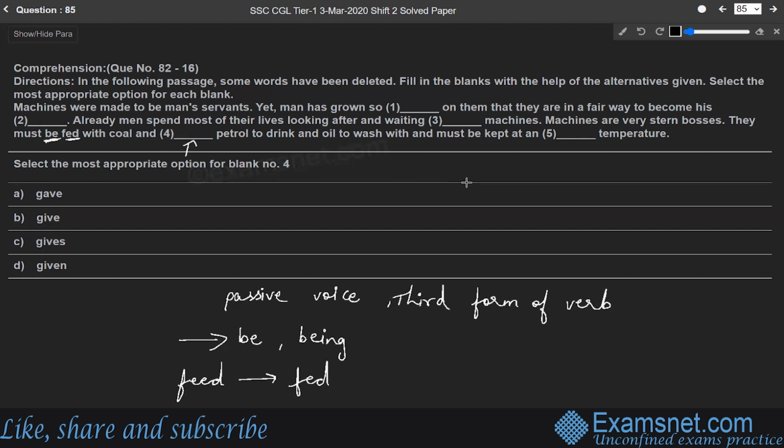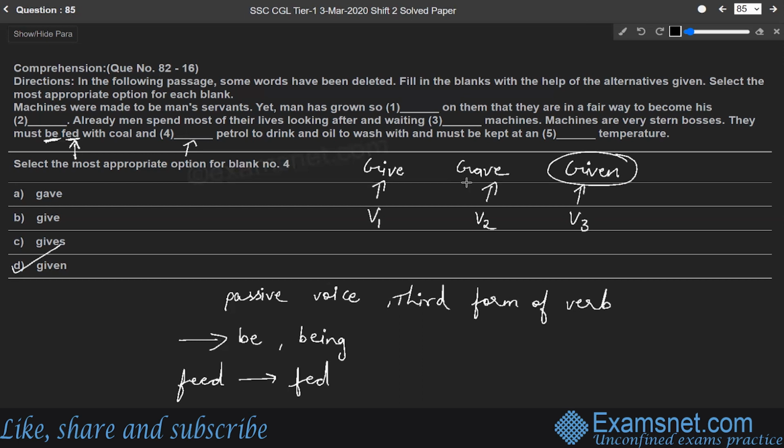So now we have to find a word which is in the third form of the verb. Let us check the options. Options are gave, give, gives, and given. So we have the verb give. Let us write the three forms of the verb. This is the first form of the verb. So writing it as V1. Give, gave, and given. This is the second form of the verb and this is the third form of the verb. Since a verb is already given in the sentence which is fed and it is in the third form of the verb. So for this sentence, we need third form of the verb give. So third form of the verb is given. So this is the correct option here. So the correct option is option D.